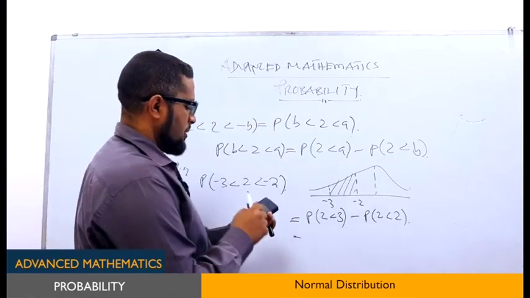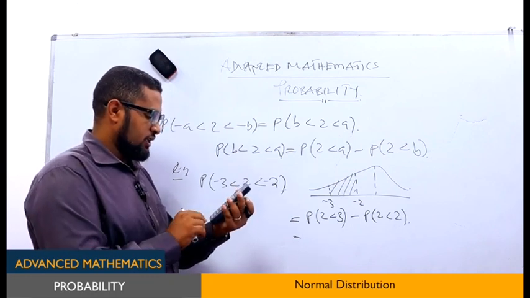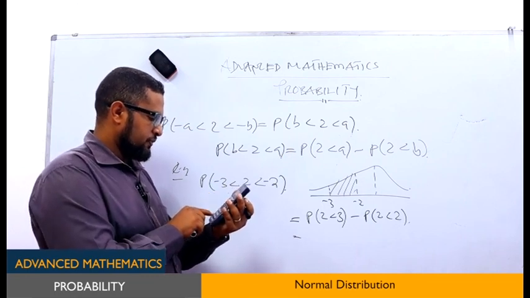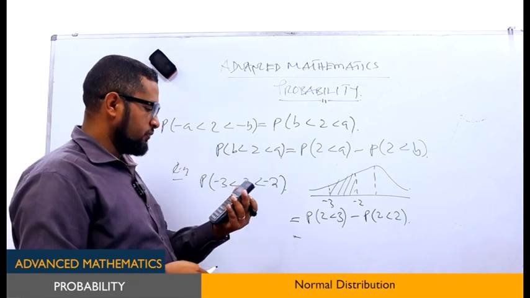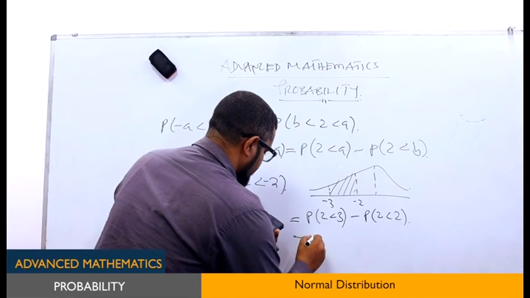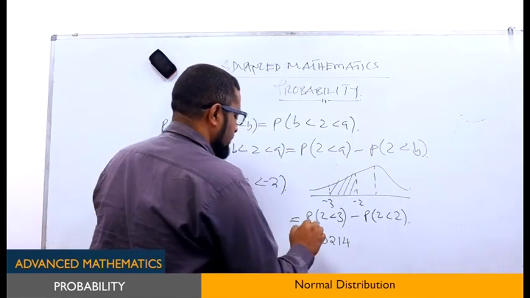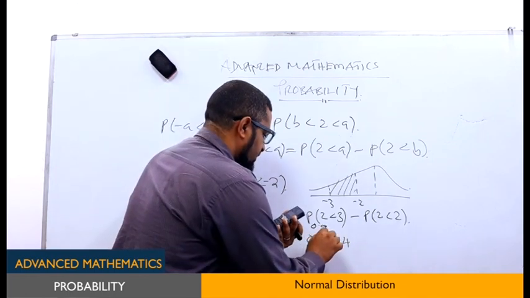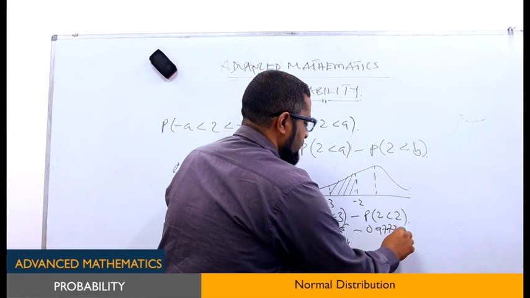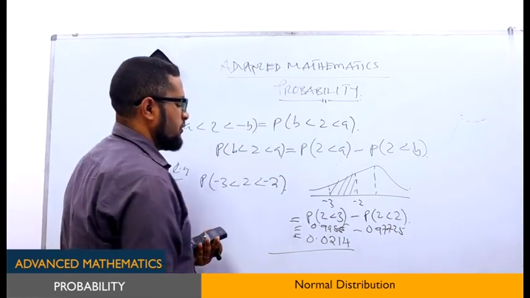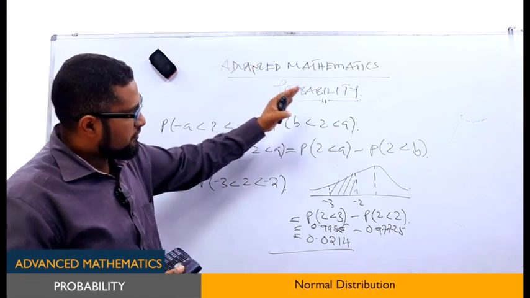Then use your calculator again, plug in the value, shift, distribute, take P of 3 minus, again distribute P of 2 and see what will be the value. So the answer here will be 0.0214. But if you decide to read one after another, one by one, this one will give you 0.99865 and the other one will give you 0.97725. So when you simplify to the last point, you will get 0.0214.